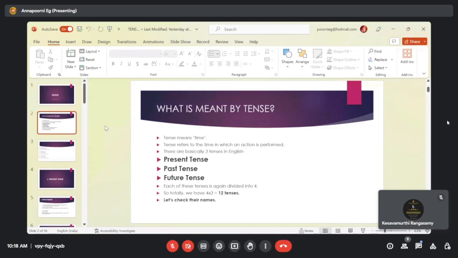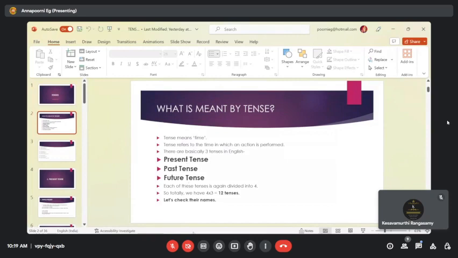Clock time is something which runs for 20 minutes, 12 o'clock, 12:30, 1 o'clock, 1:30, not like that. It is about the three basic tenses: past, present and future tense. But again, we divide each of these tenses into four, so 3 times 4 gives 12.